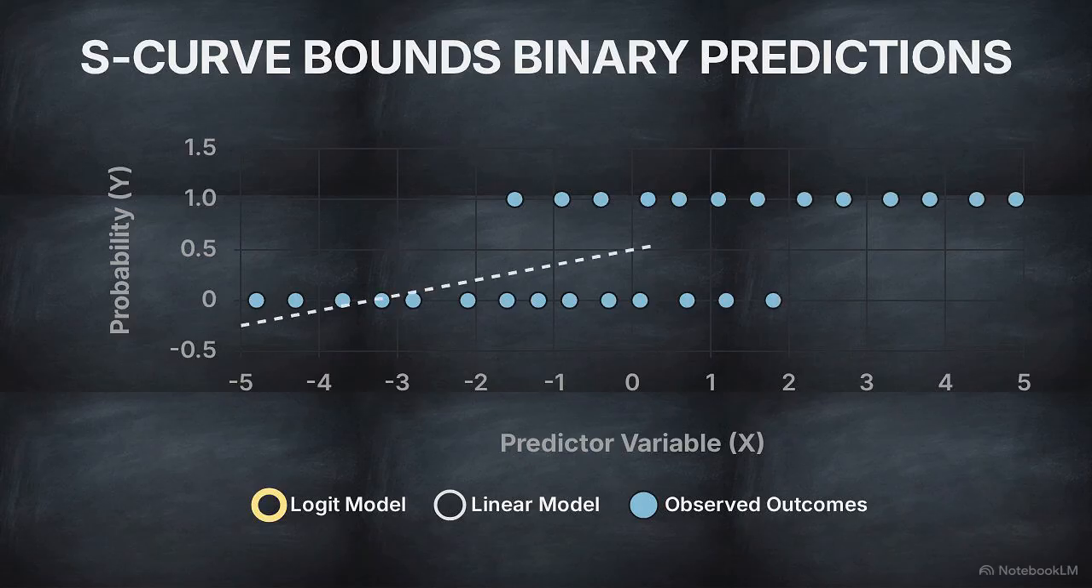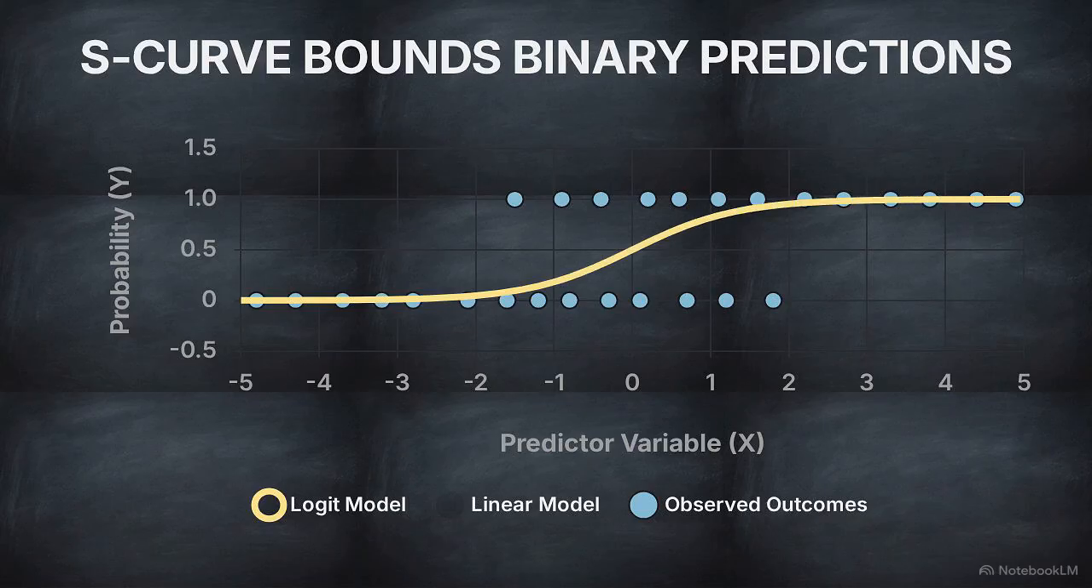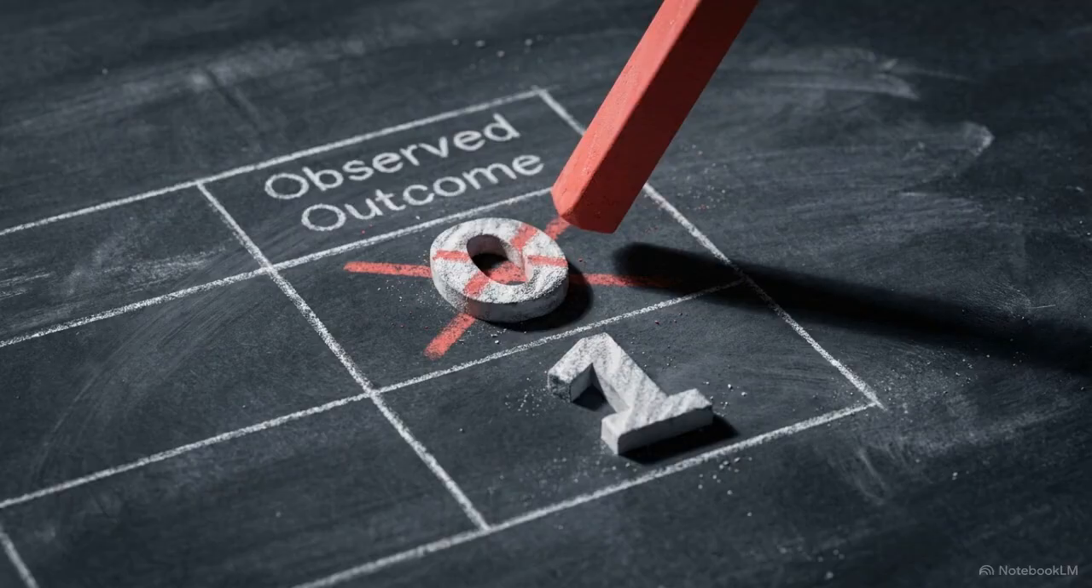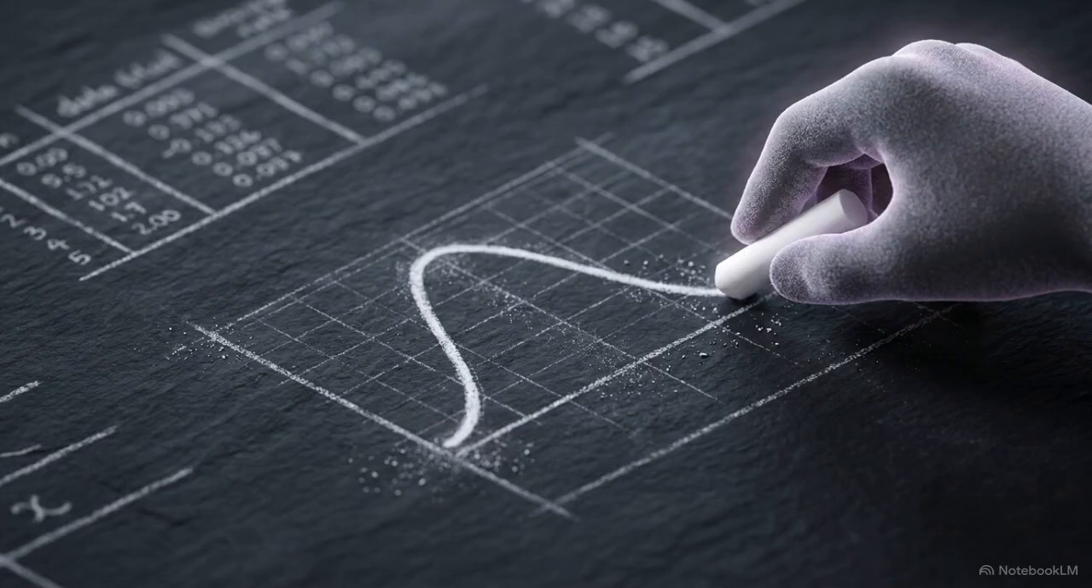To predict binary choice correctly, we have to abandon linear mapping completely. We must force the linear index through a nonlinear S-shaped function that strictly bounds our predictions between 0 and 1. The way we generate that S-shape starts by changing what we are actually measuring. We do not model the exact 0 or 1 directly. Instead, we model an unobserved continuous variable operating beneath the surface.